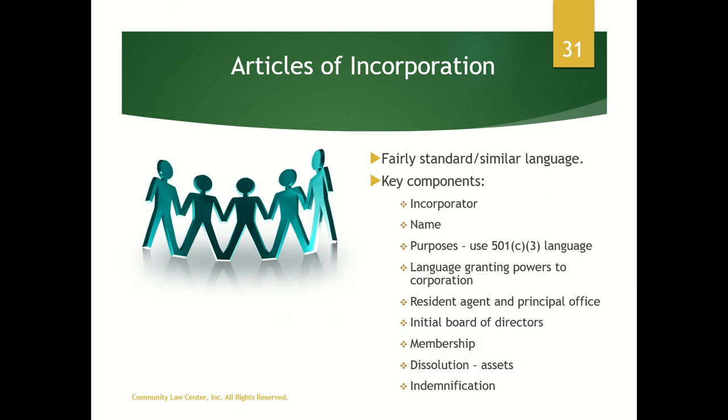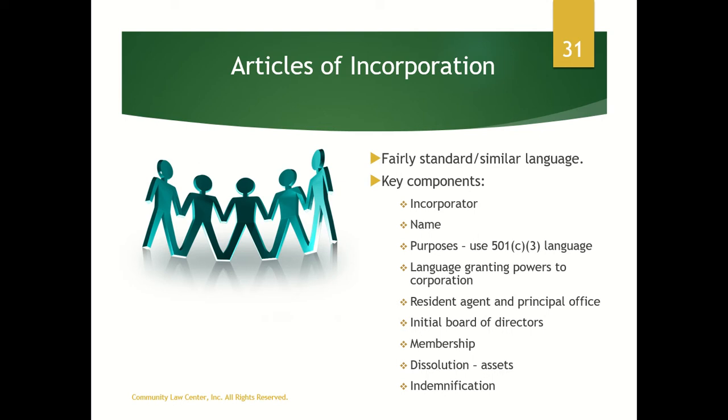The Articles of Incorporation is less flexible in changes you might want to make than the bylaws were. So you want to use fairly standard legal language because this is a document that's going to be filed with the state. It's going to be public. So you want to include all the provisions that are required by law. And this is a document that Community Law Center has a sample of. So if you have questions or would like to see that sample, you can contact Community Law Center.